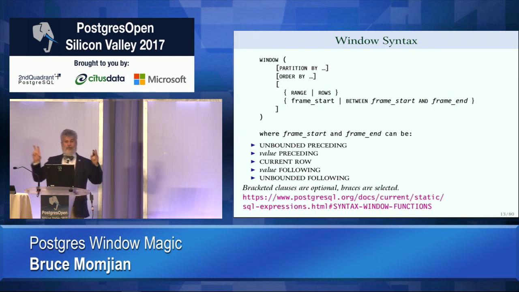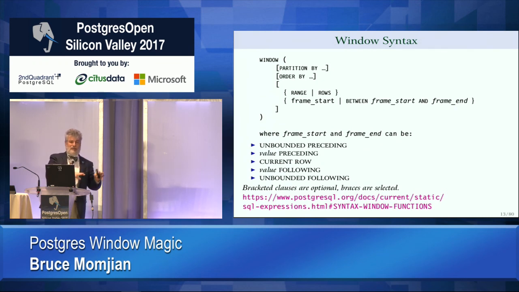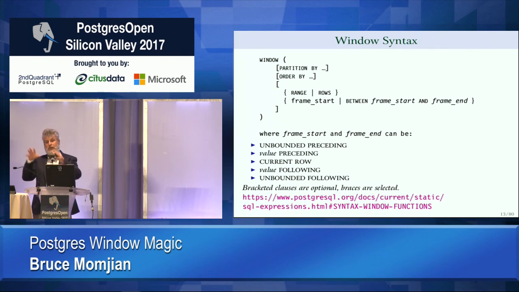Then you've got a frame clause, which can have the word range or rows, and then a frame start, and a word between, and then a frame start, or between frame start and frame end. Again, this means nothing. You're gonna need this later, okay?